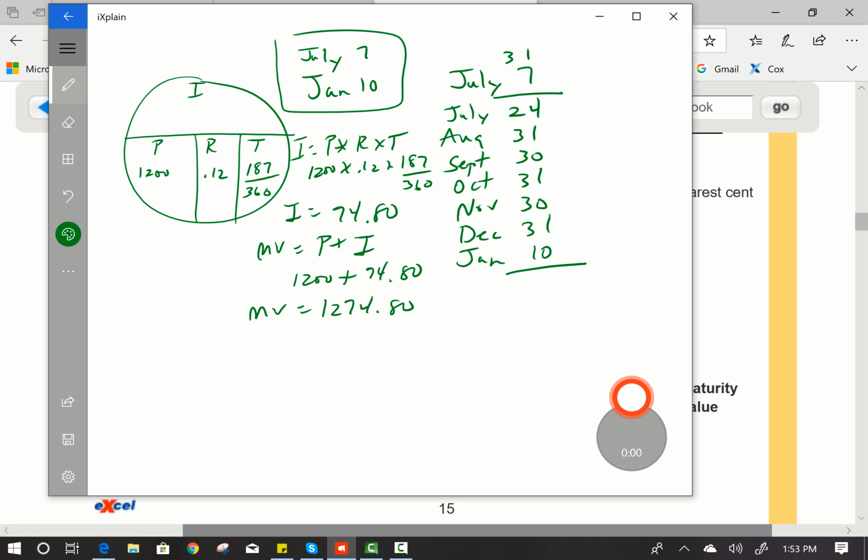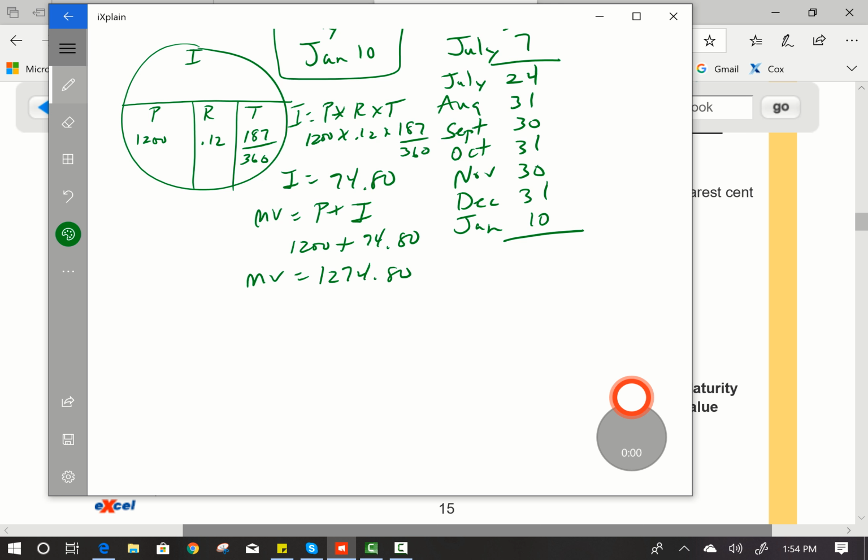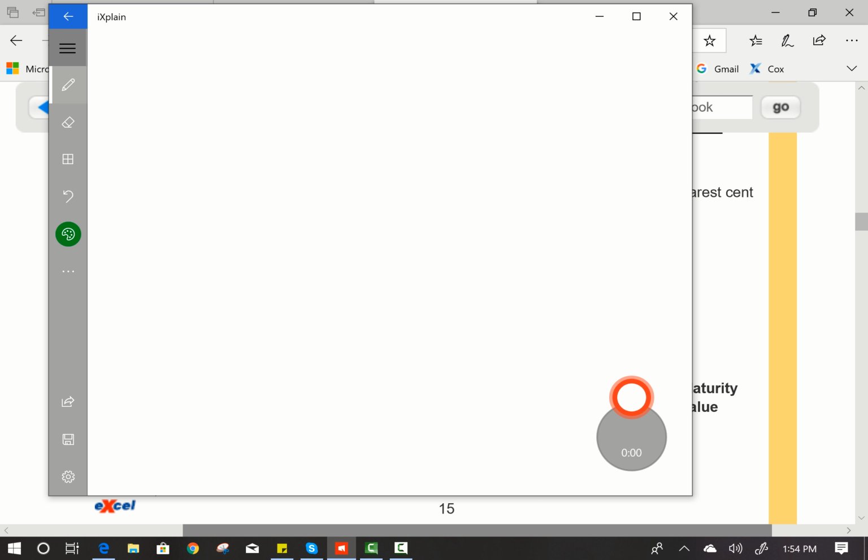Okay, number 7, 8, and 9 are all the same as these particular types of problems, but instead of dividing the time by 360, you use exact interest, which is 365. Okay, so I'll go ahead and skip those three. And that brings us to the next part of this chapter.